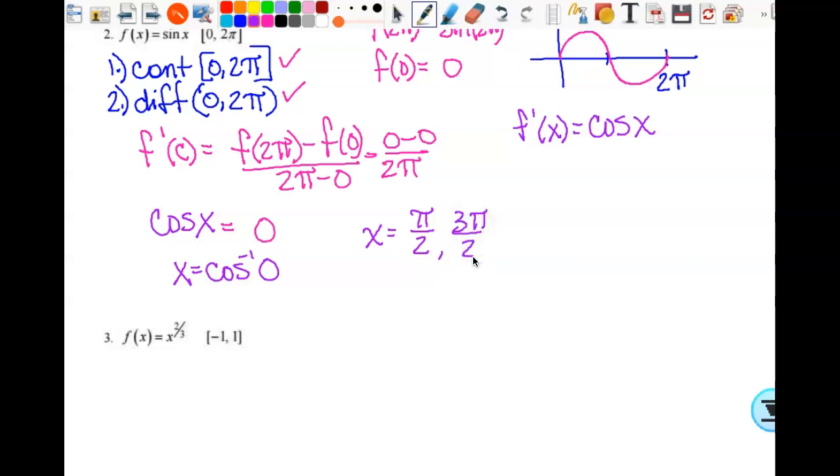Now, if this had said from 0 to 4 pi, then I'd have pi halves, 3 pi halves, 5 pi halves, and 7 pi halves. I'd have to keep going, right? Or if it said from 0 to pi, I'd only have pi halves. Does that make sense to you? You got to think about how many times you go, and this is your C value. Okay. What questions you got? Ask me a question.